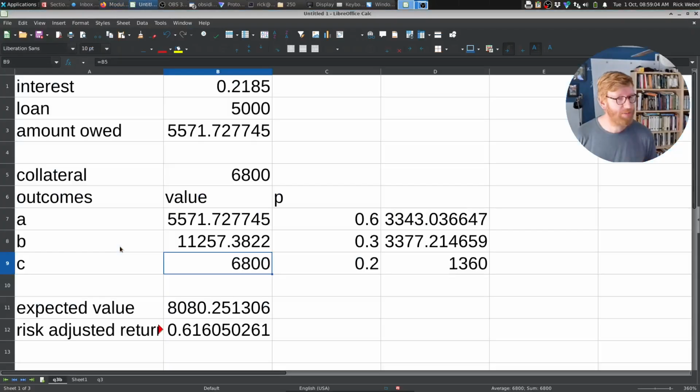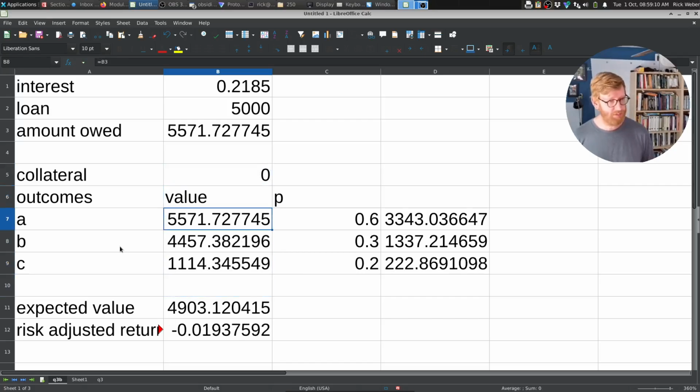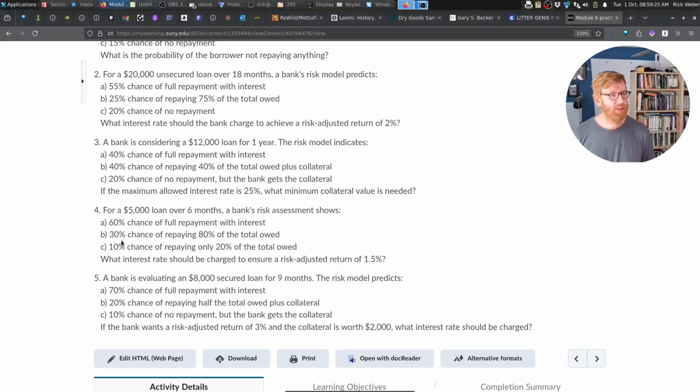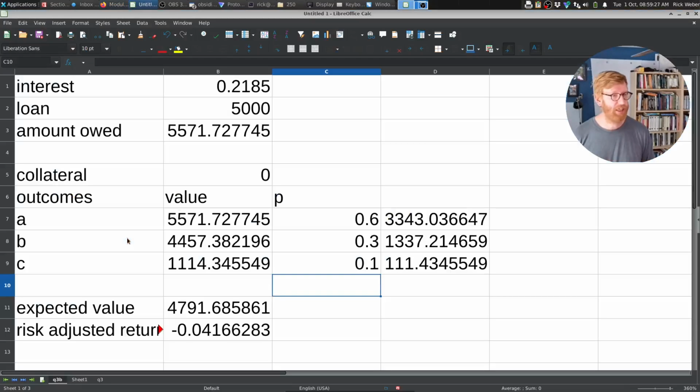So 20% of this, and our collateral is 0. Cool. And I'm going to add in the reference to collateral just for kicks. 0.1, I think that works. 60, 30, 10.